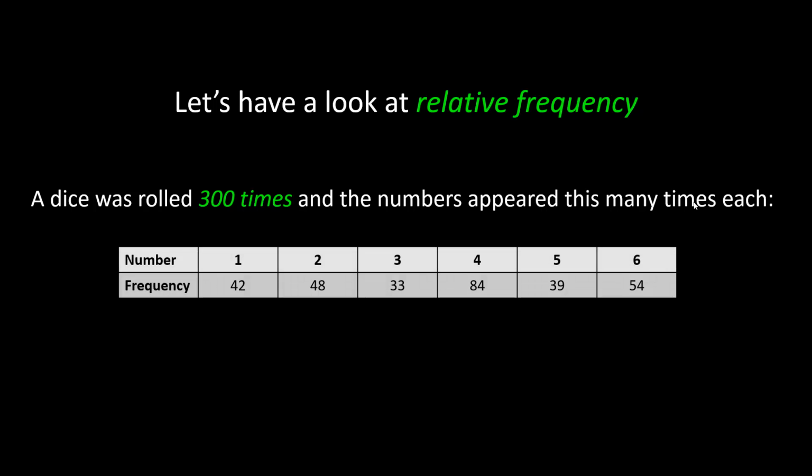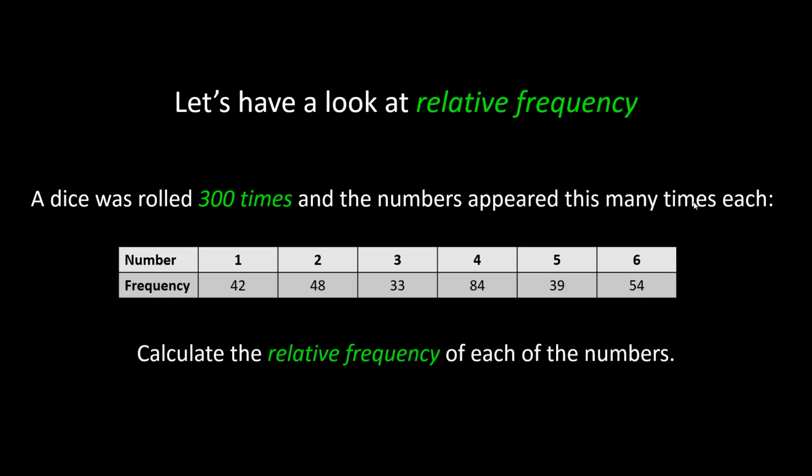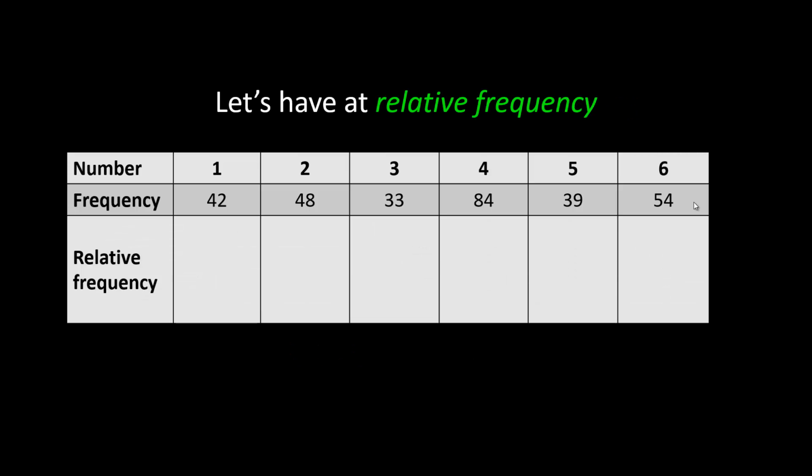So 1, there were 42 of them, 2 were 48, there were 33 threes, etc. And we're going to calculate the relative frequency of each of the numbers. So let's get a close-up on the table. And there were 42 ones out of 300, so the relative frequency of landing a 1 was 42 divided by 300. Now 42 divided by 300 is 0.14, and this is also often called the experimental probability.